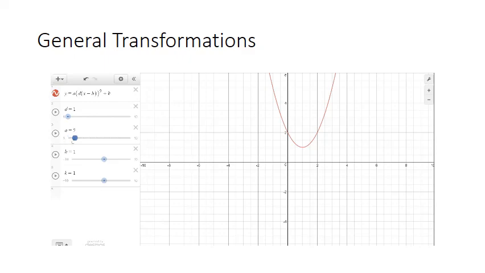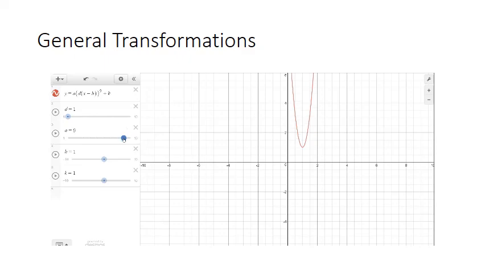So when it increases, the way we would describe it, our a value would produce a vertical stretch, because if this were a rubber band and we were pulling it upwards, the more we pulled it up, the thinner the rubber band would get around the center. So it would get thinner and thinner. So a vertical stretch would make it thinner.